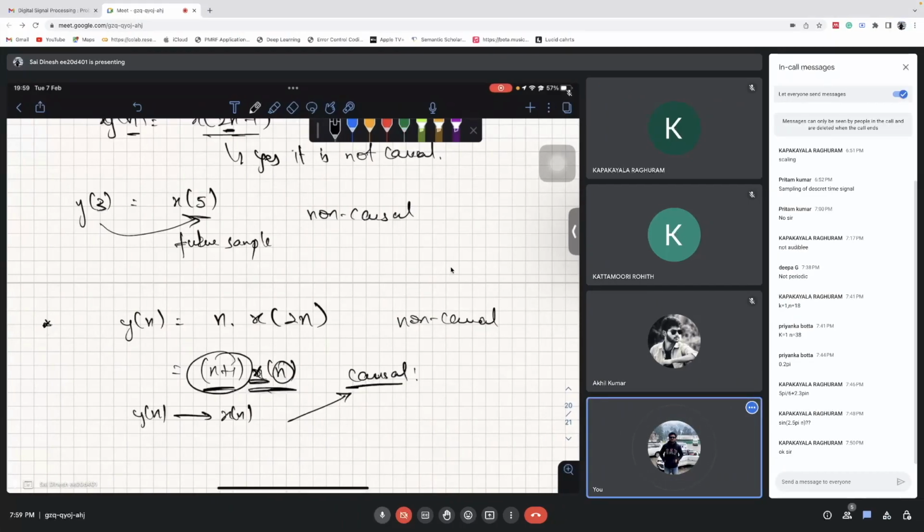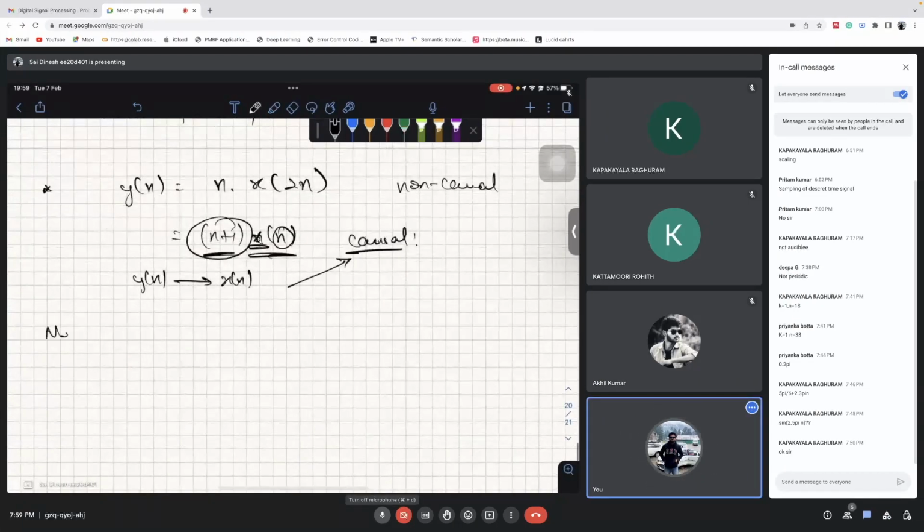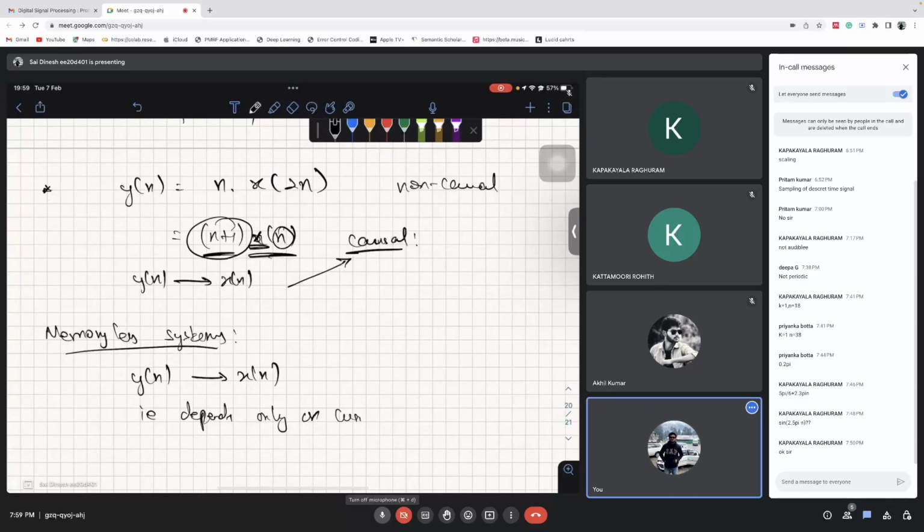So yeah, causal, and then there is something called memoryless systems. All memoryless systems are causal. Basically, memoryless systems means that y of n depends only on x of n, that is, it depends only on the current time instant.